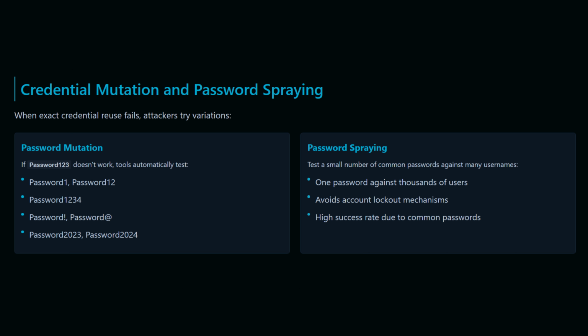And then when exact credential reuse fails, attackers try variations through the password mutations we talked about, cycling through dozens of predictable variations of the stolen passwords. They also employ password spraying, testing a small number of common passwords against many usernames, rather than testing many passwords against one username, which would trigger account lockouts. They test one password against thousands of usernames, then move to the next common password. This approach avoids account lockout mechanisms while still achieving high success rates, since many people use common passwords.